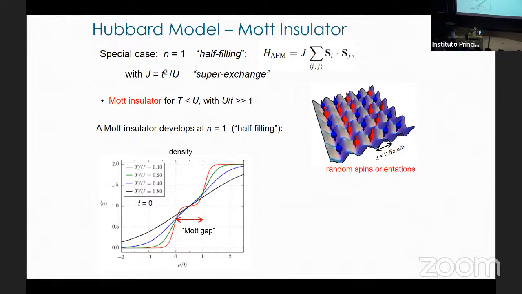This is the average number of particles as a function of chemical potential, and chemical potential is a proxy for density, really. So when the density becomes equal to that of a half-filled lattice, then this Mott gap develops. There's an energy gap, an energy scale, that gaps out excitations and causes it to be an insulator. So in this Mott insulating regime, there's a random spin orientation, but exactly one atom per site.